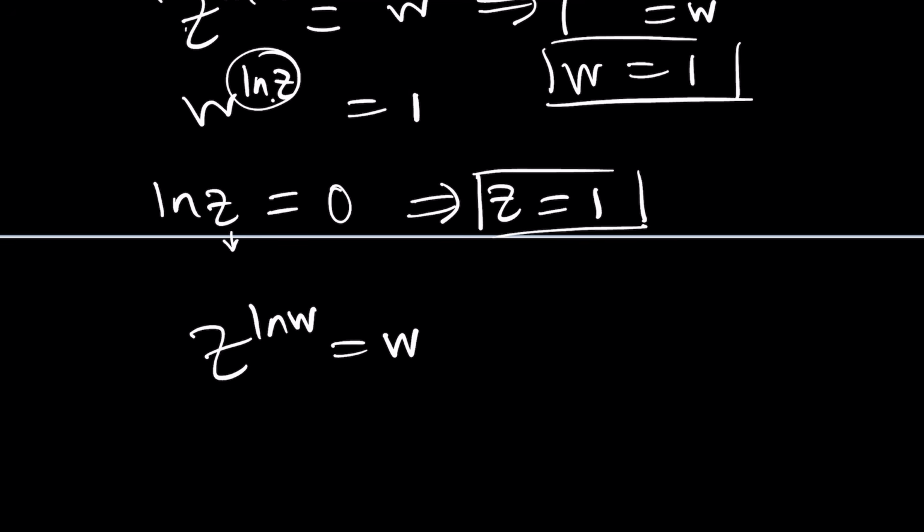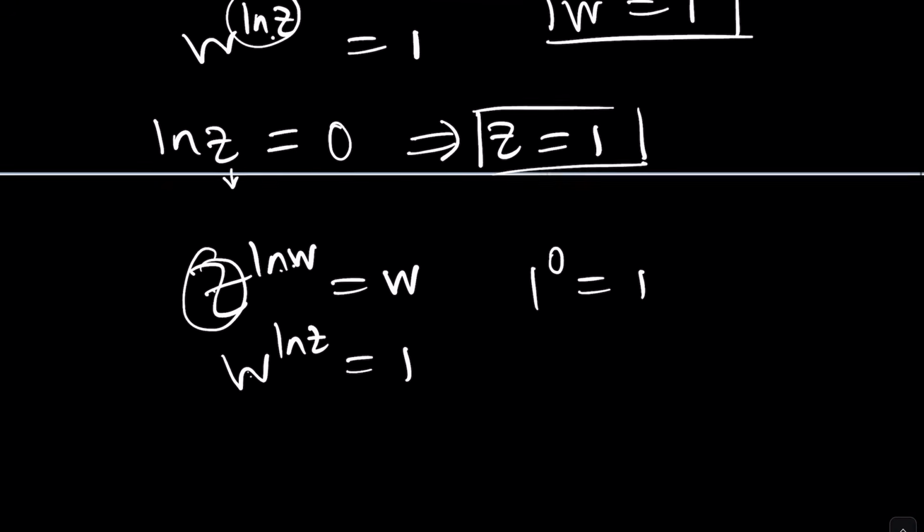z to the ln w equals w, and w to the ln z is equal to 1. Now, if you replace z and w both with 1, this is going to be 1 to the power 0. Oops. 1 to the power 0, which is 1 definitely. And if you do the same here, you get 1 to the power 0 again. So, yes, it will work. But this should tell you something. So let's go ahead and look at the second approach.